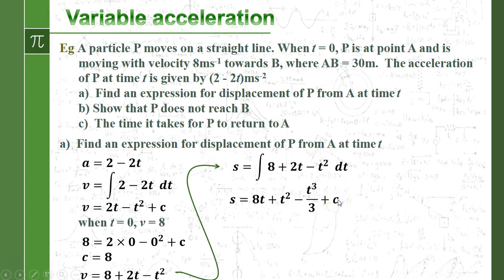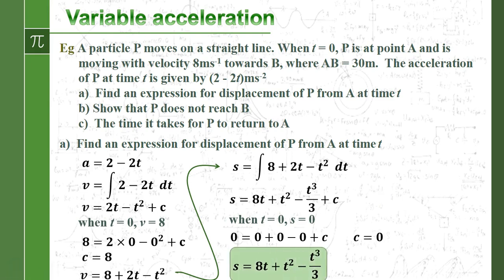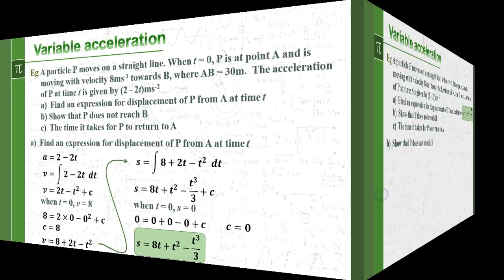So now I'm going back again and saying, right, if I've got a plus c, what information have I got to be able to figure out what's going on? We know that when t equals 0, P is at point A, and it's moving from A to B, so that means displacement is 0 as well. Plug all of that in, and fairly obviously we've got a value of c of 0. So there is my expression for displacement in terms of t. Right, on we go.